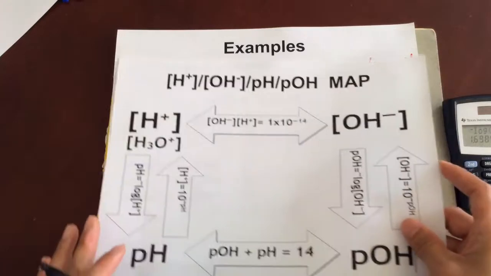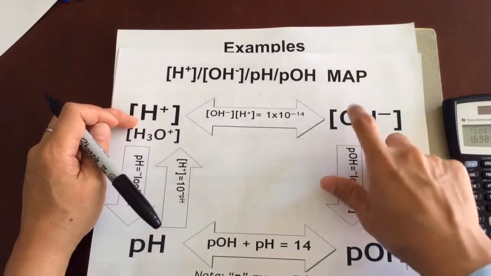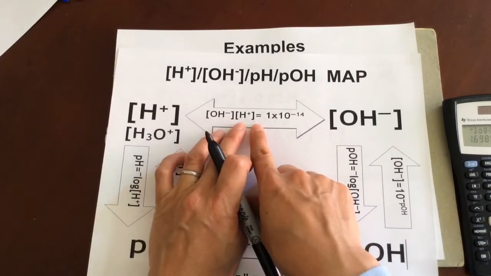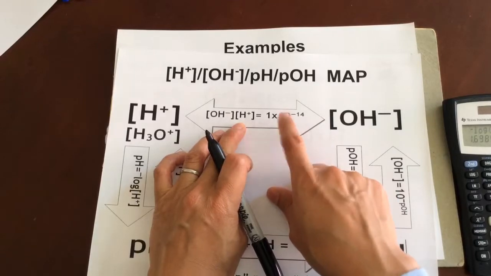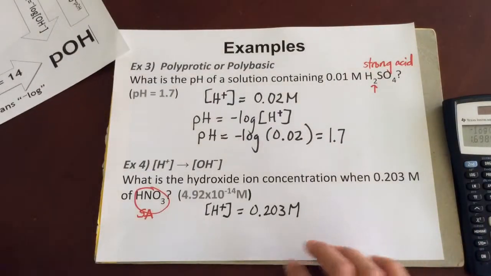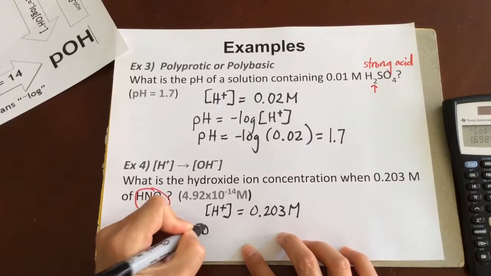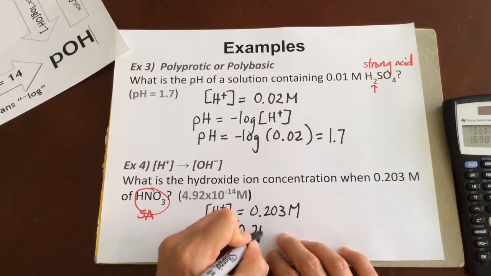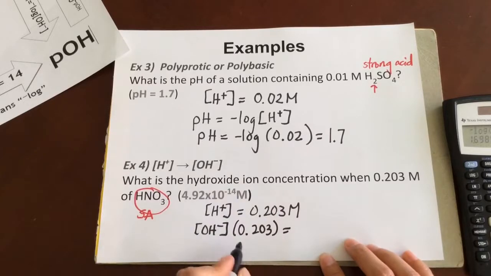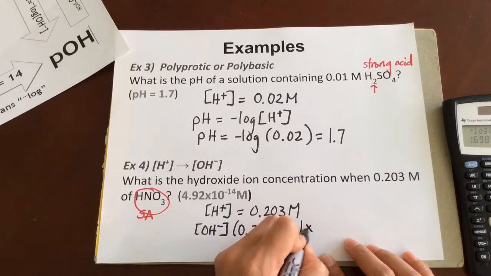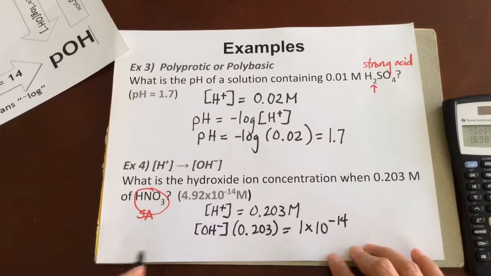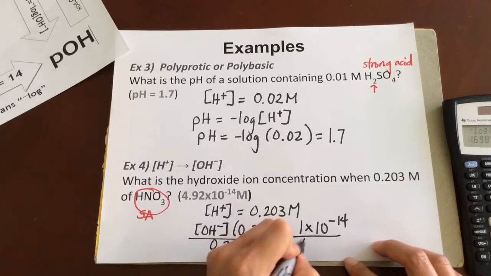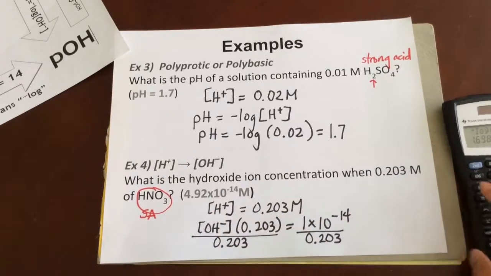Once again, I'm looking at the map. I have my hydrogen ion concentration. I want my hydroxide. Notice the equation we're going to be using is this, where you multiply those two concentrations and they will equal Kw, which is 1 times 10 to the negative 14. So substituting that in, hydroxide ion concentration is what I'm looking for. The hydrogen ion concentration is 0.203. That will multiply to equal Kw, which is 1 times 10 to the negative 14. So it looks like I'm going to have to divide both sides by 0.203. And so now I have to use my calculator to do that step.